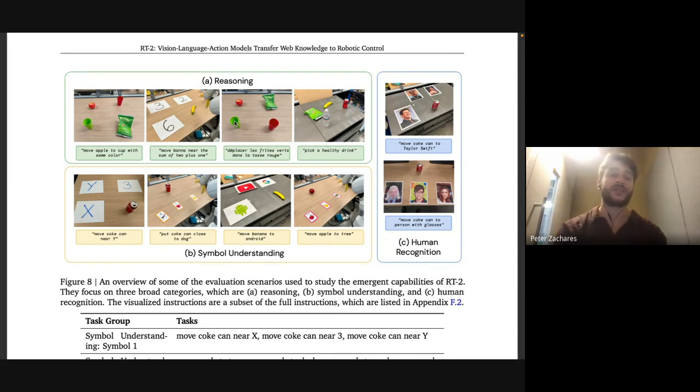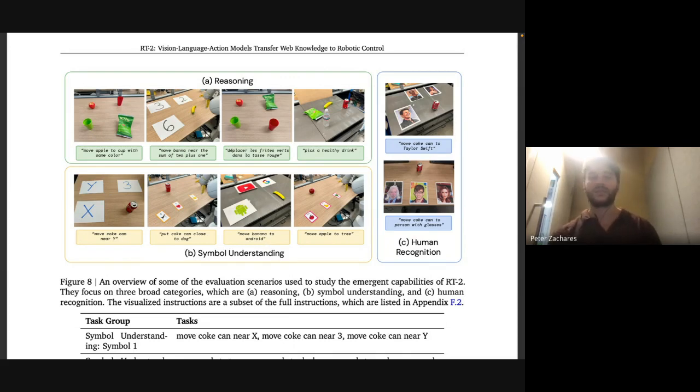The robot definitely wasn't trained on these, but it's able to accomplish these tasks because of co-fine tuning. And then they have other ones like symbol understanding. So move Coke can near Y, so it can move the Coke can near Y, or move banana to Android. I thought that one was interesting because the model knows what these symbols mean.